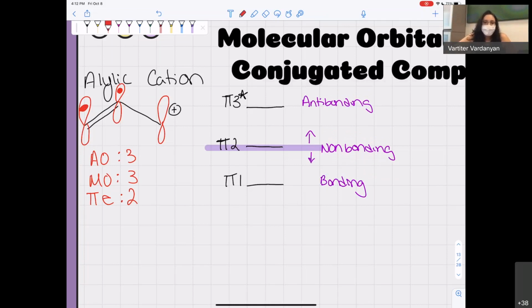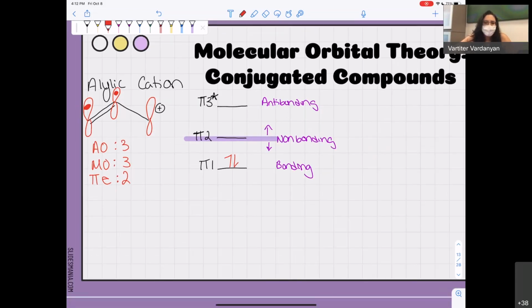At this point, we can go ahead and fill in our electrons. So we only have 2, and that's only enough to fill up this first energy level. So at this point, we're pretty much done. All that's left to fill in is our HOMO and LUMO. The highest orbital that has an electron is actually pi 1, which would make pi 2 the LUMO.